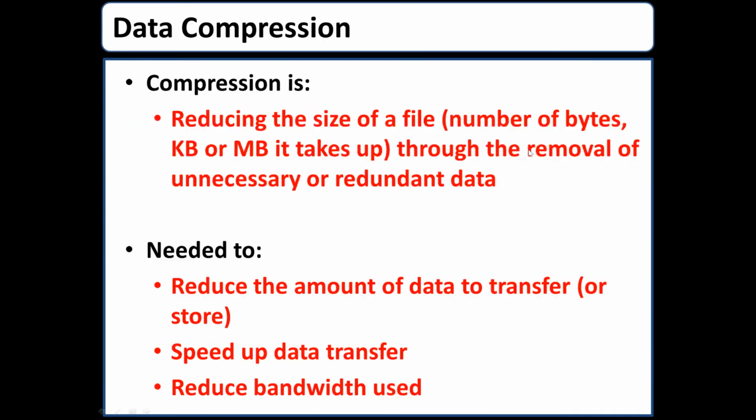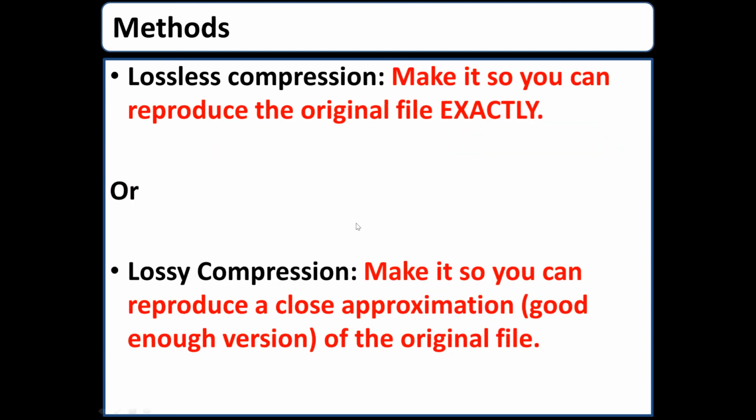Finally, we've got compression. Compression is the reduction in file size through the removal of unnecessary data. We've got two types of compression: lossy and lossless. We do that to reduce the amount of data that needs to be transferred, which speeds up access to that data and reduces the bandwidth used. When you're trying to load a YouTube video, it will be faster to load if it was compressed.